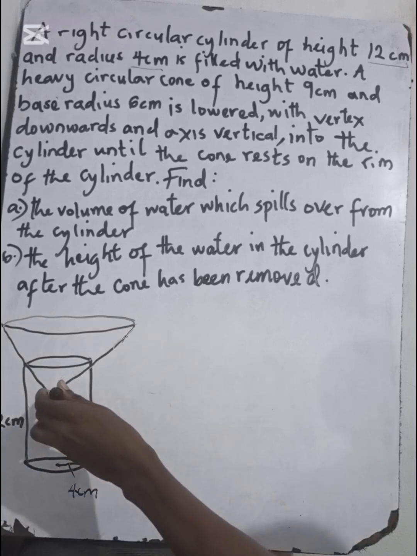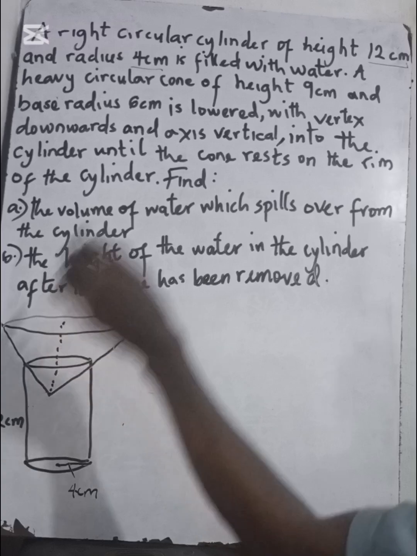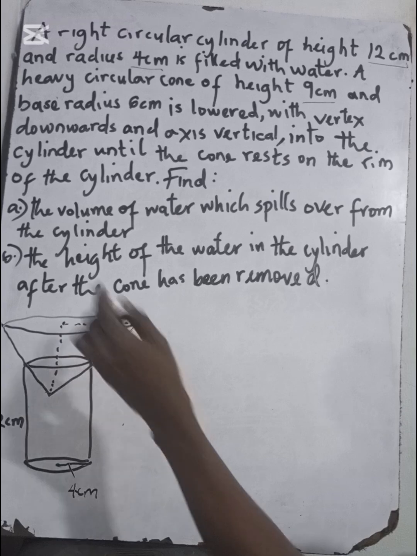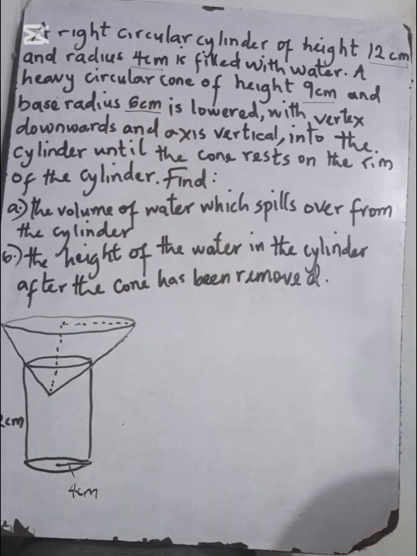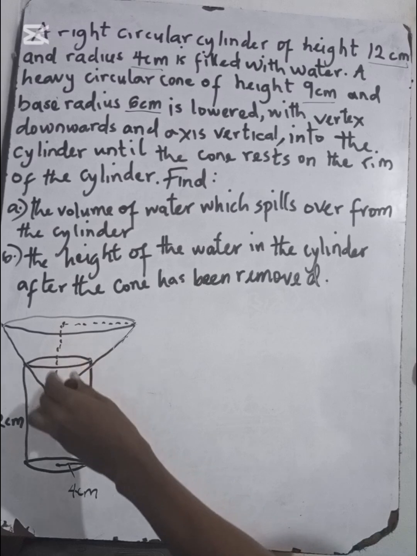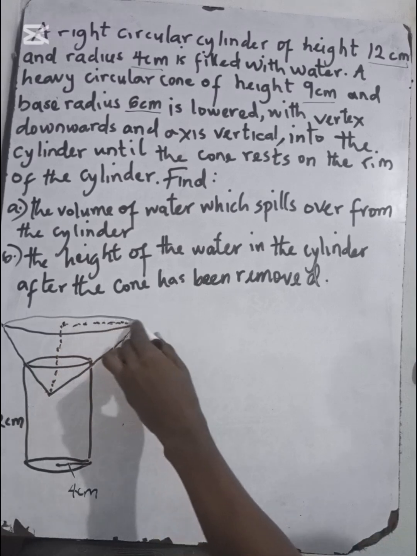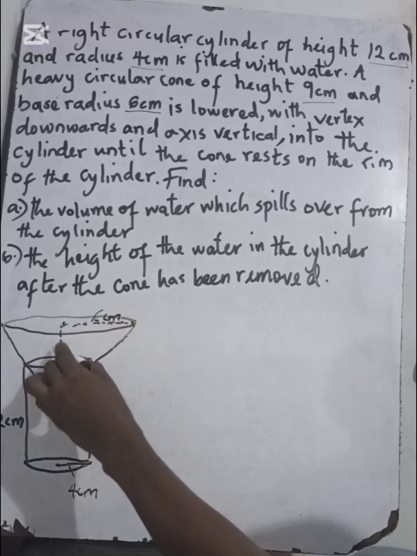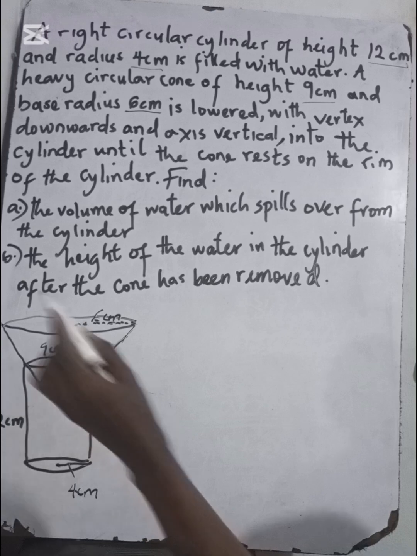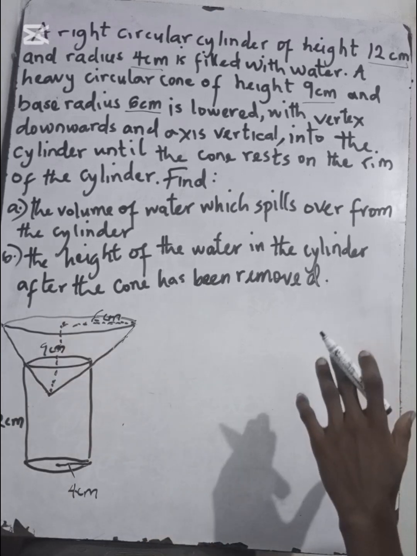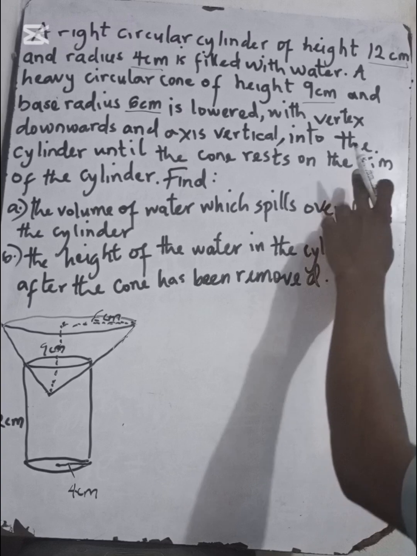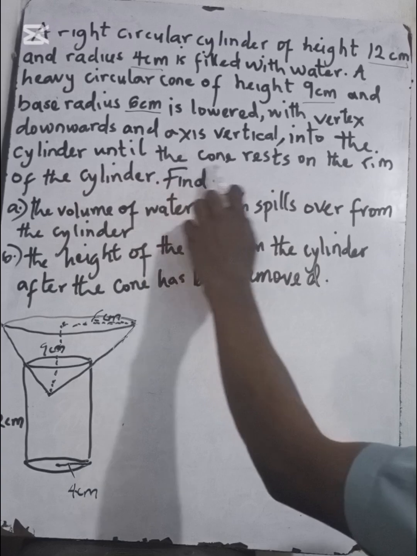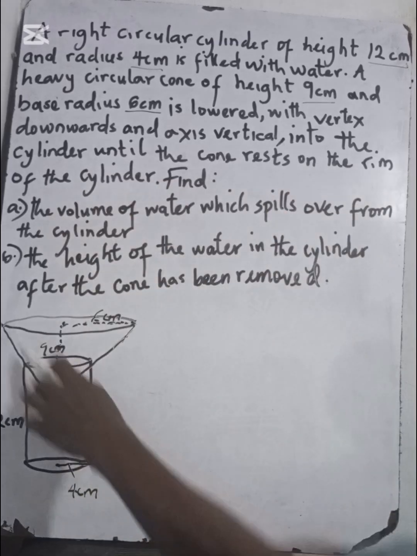And as this cone is of height 9 centimeter as it is given, and the base radius 6 centimeter, so this height of the cone is 9 centimeter, the radius is 6 centimeter. We can label this 6 centimeter and this 9 centimeter. And we get to have it that it moves downward into the cylinder until the cone rests on the rim. Now the cone is resting on the rim.